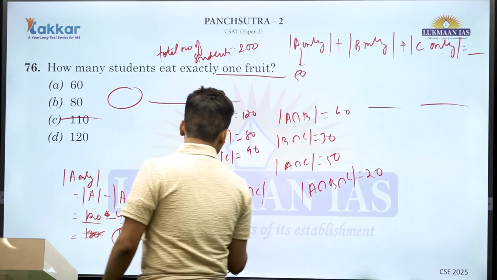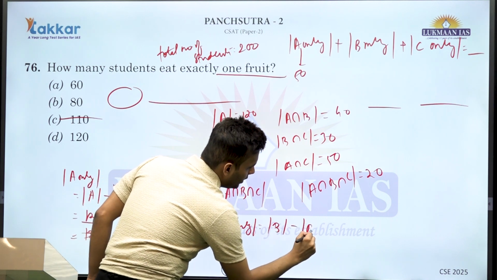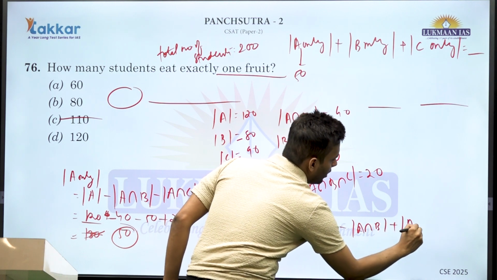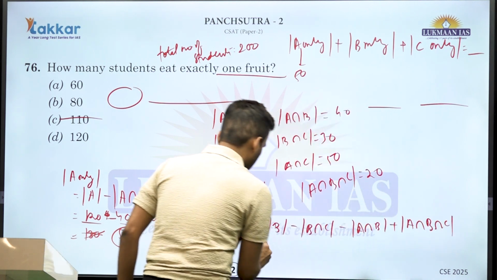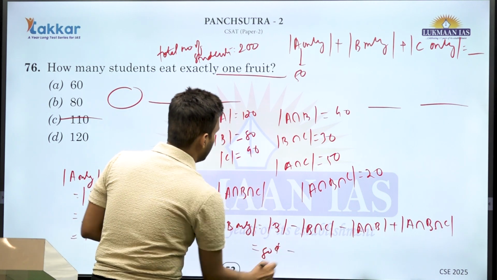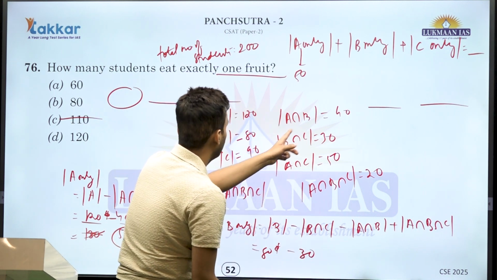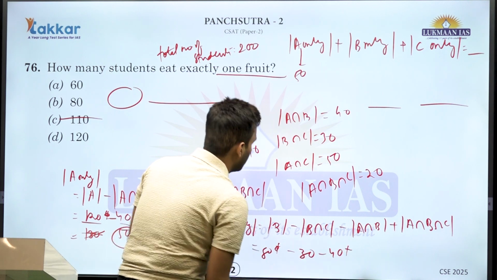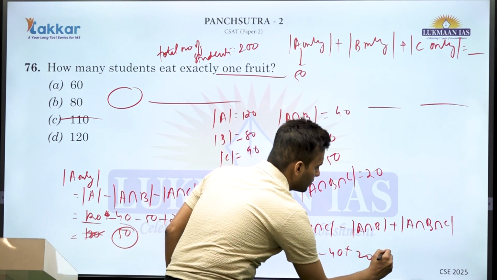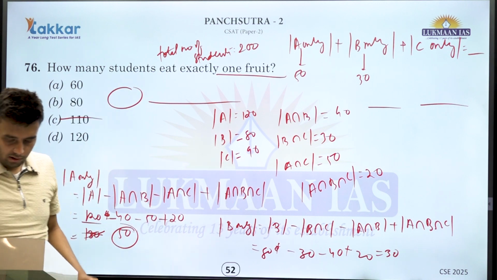For B only, what we will do? B minus B intersection C minus A intersection B plus A intersection B intersection C. B is 80, minus B intersection C which is 30, minus A intersection B which is 40, plus 20. What is the value? 80 minus 70 is 10, plus 20, this is 30. Yes, 30 is correct.